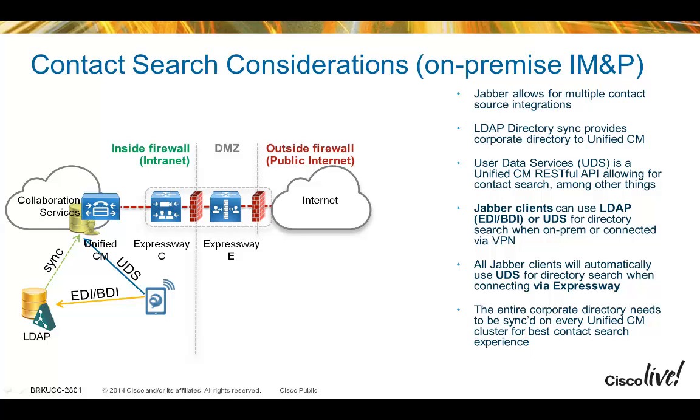But when this Jabber client goes beyond the firewall, beyond the network perimeter, you don't have to tell it to do anything. It knows it needs to use UDS. We don't have an LDAP proxy or anything through Expressway today. So the idea is, to have the best contact search experience, you want to have as many contacts in that Call Manager database as possible.